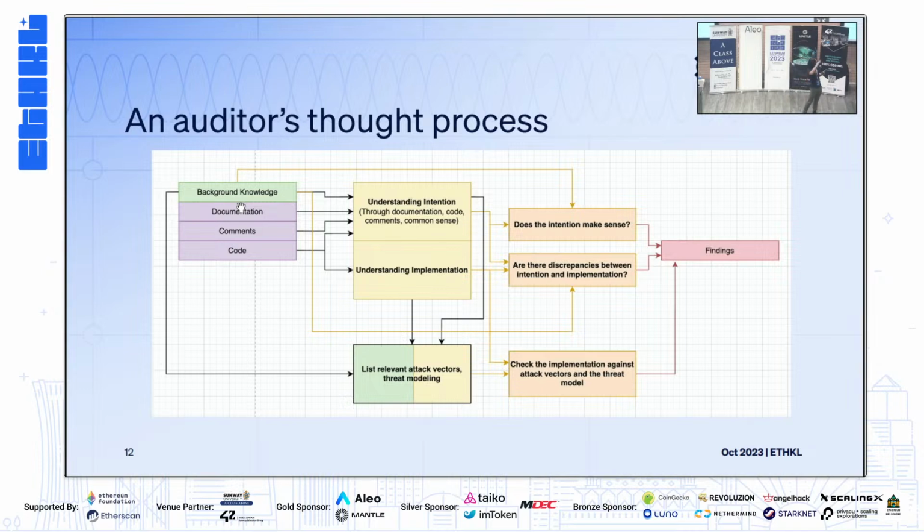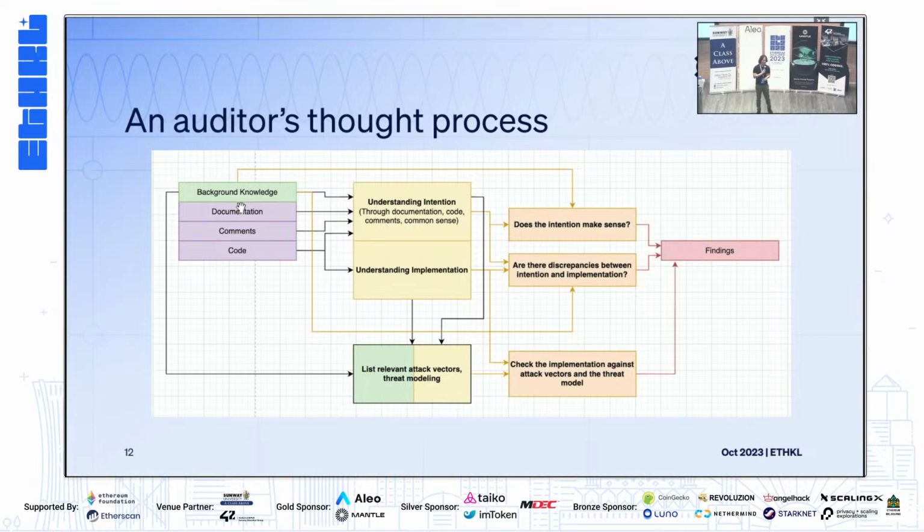After the understanding phase, there's the attack phase. Basically, we ask these very high-level questions. Does the intention make sense? Because if it doesn't, then there's a vulnerability in your design. Secondly, are there discrepancies between the intention and implementation, right? This is the inconsistency that I mentioned earlier. Third, there are the common attack vectors, and we check against them. This is more or less simple for us, but there's a learning curve, with a lot of things. And all these things compile into findings. But as you can see, a lot of these are affected by the project's input, which is the documentation, comments, and code.